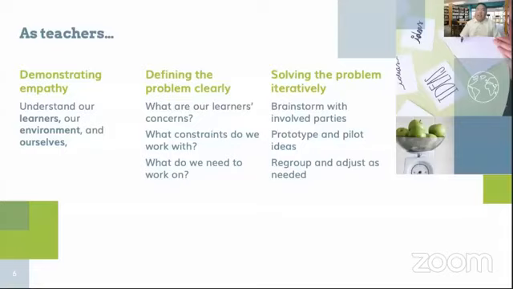So, ayun po. And to summarize naman po, the second talk that I delivered last Friday, as teachers in demonstrating empathy, we have to be able to understand our learners, our environment, and even ourselves. Next is that when we define the problem clearly, we have to be able to identify the concerns of our learners, the constraints we have to work with, and as teachers, what do we need to work on or improve upon. And solving the problem iteratively involves brainstorming with involved parties, we prototype and we pilot ideas, and then we regroup and we adjust as we go along.